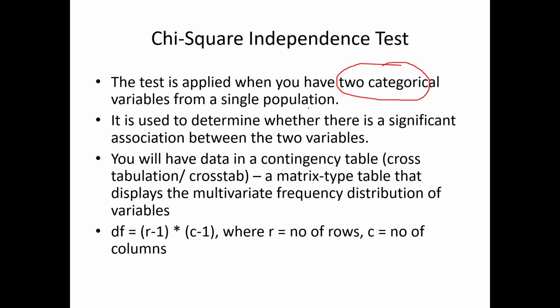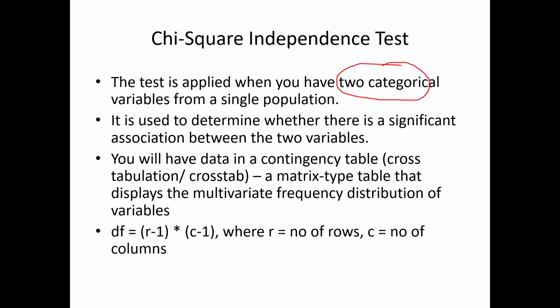Unlike the goodness of fit test, where you only have one categorical variable. For example, you wanted to know whether male and female have a ratio of 1 to 1. So you only have one categorical variable, which is your gender. But for the chi-square independence test, you have two categorical variables, and you need to use chi-square to determine whether there is a significant association between these two variables.